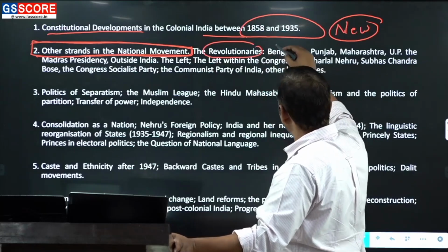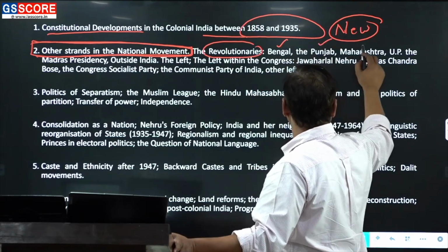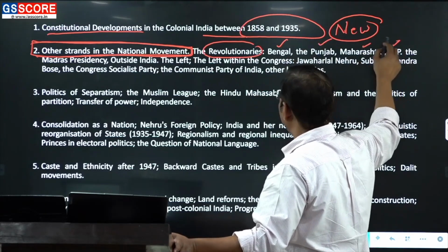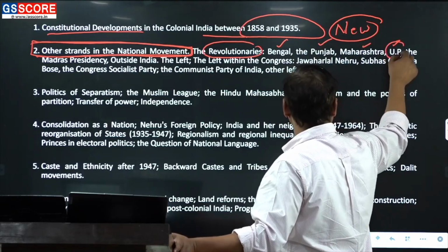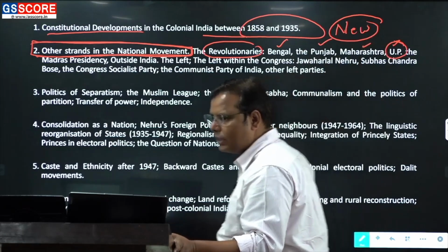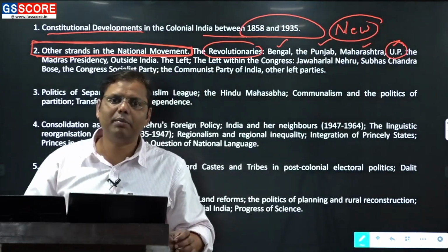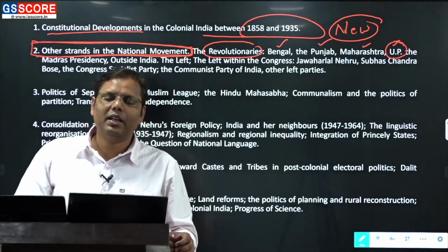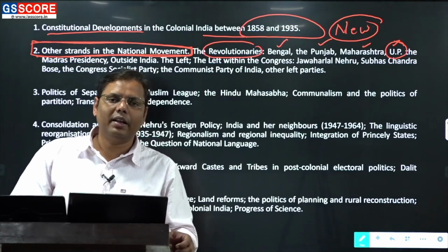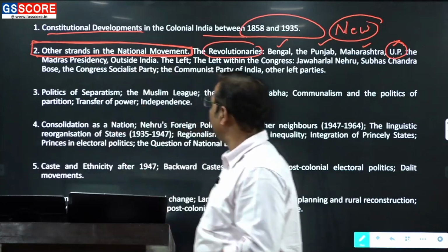The revolutionaries are important, and they have divided it into multiple areas such as Bengal, Punjab, Maharashtra, and UP. Now, since they have given it in the syllabus, they have the right to ask what sort of revolutionary developments there were in UP. Then you'll be saying, I don't remember anything specifically. So here you need to prepare, because it is given in the syllabus.